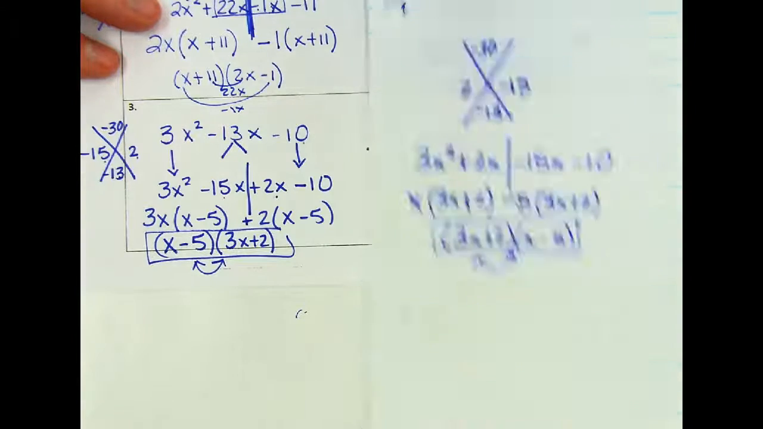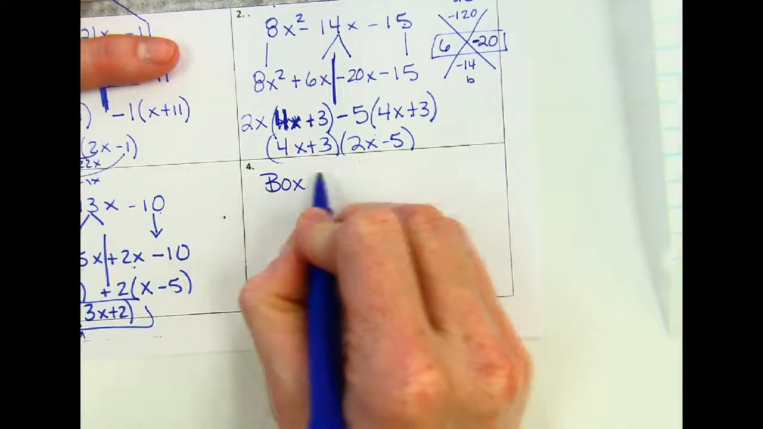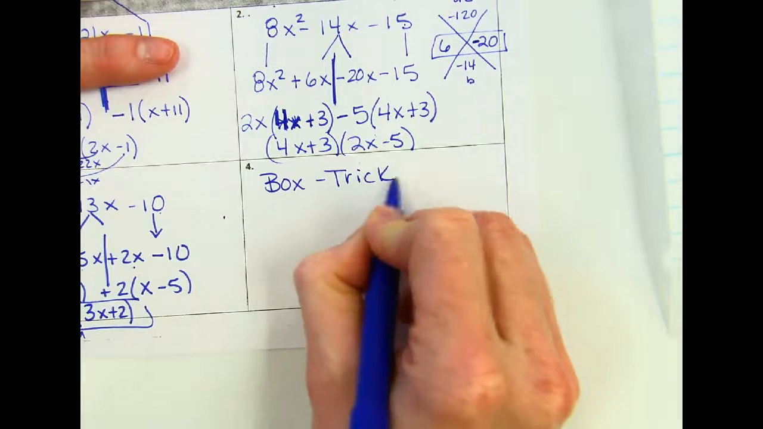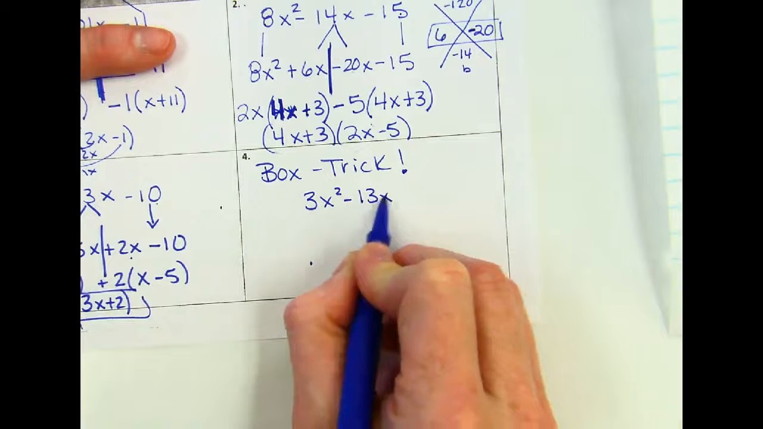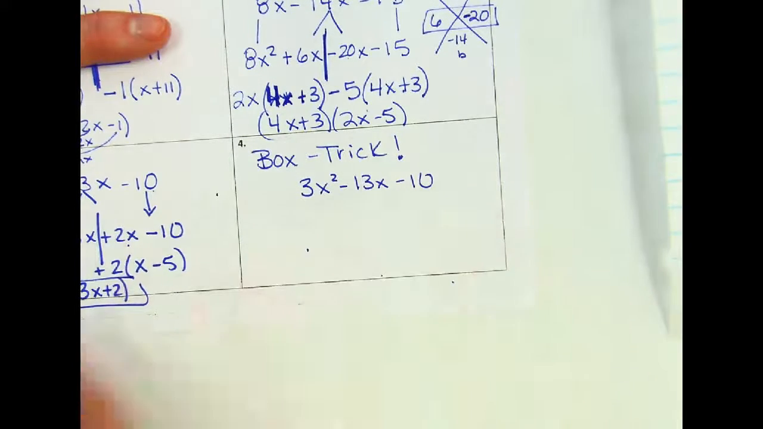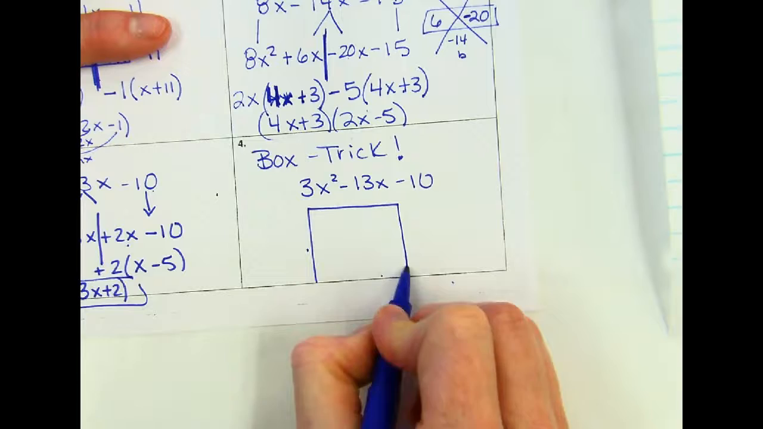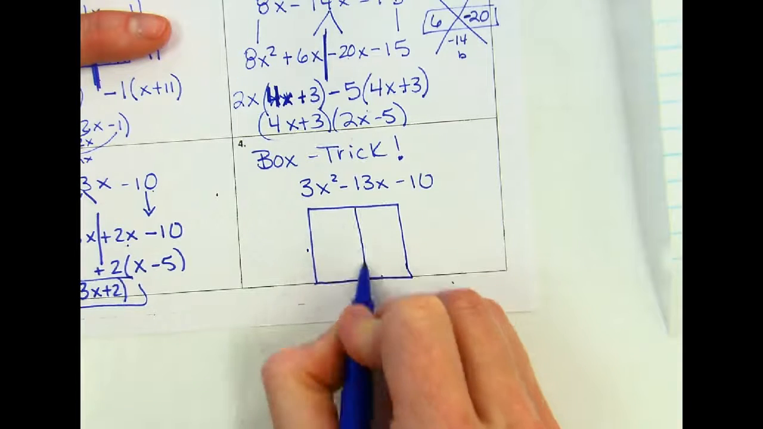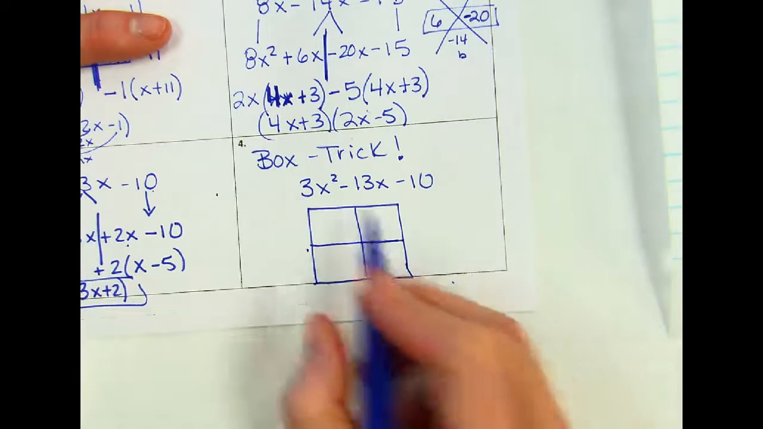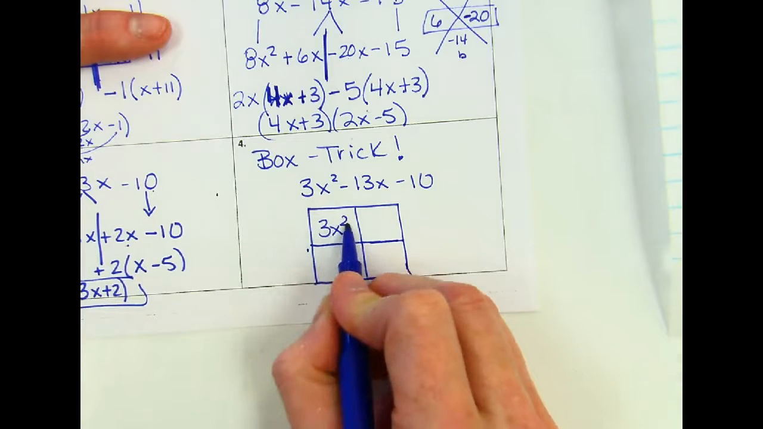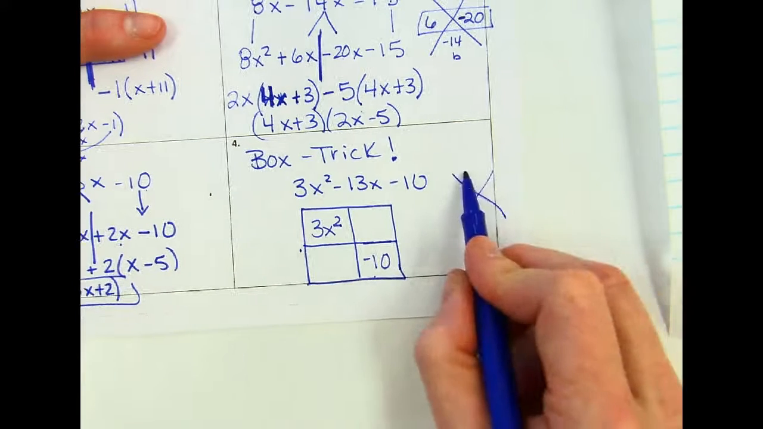Now, the last thing I want to show you in box 4, sometimes people will do this with a box trick. I'm not really a big fan of this. However, I am going to show you because we did multiply this way. So here's what some people do. It's the same idea as grouping, but they will draw a box into 4 pieces, and they know that 3x squared will go here and a negative 10 will go here. So it's the same concept here.